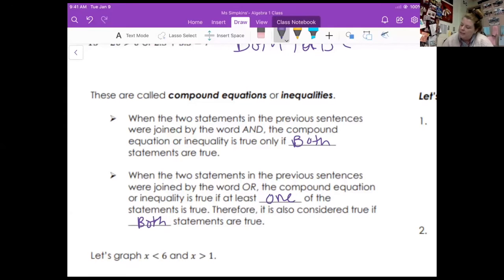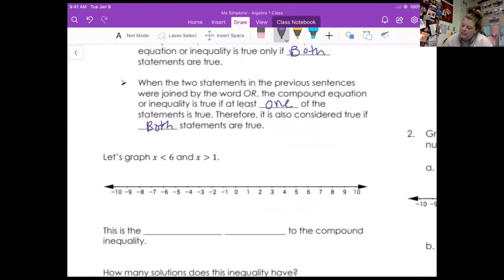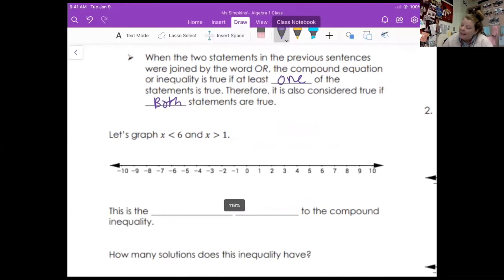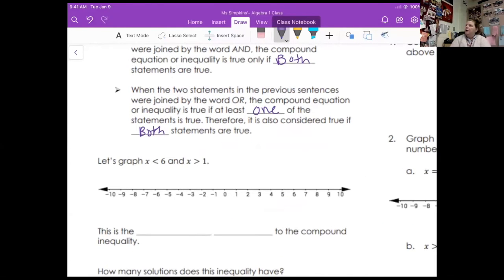So let's look at an example of an inequality. x is less than 6 and, we have an and, x is greater than 1. Someone give me a number that would work for both of those. Because remember, it's and, it has to work for both. Something that's less than 6 but greater than 1. 2, what else? 4, 3, 5, 5.1, 5.2, 5.3, 5.4, lots of numbers, okay?